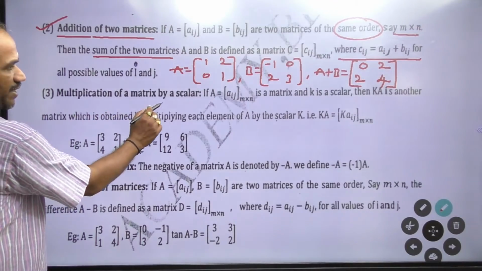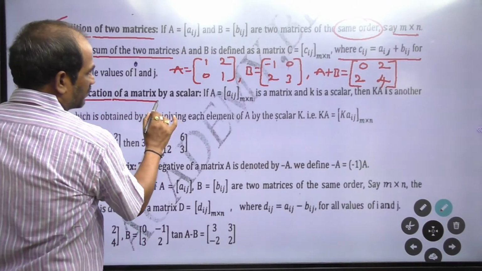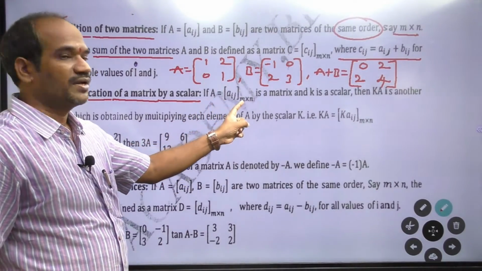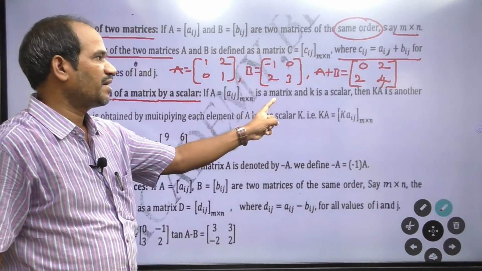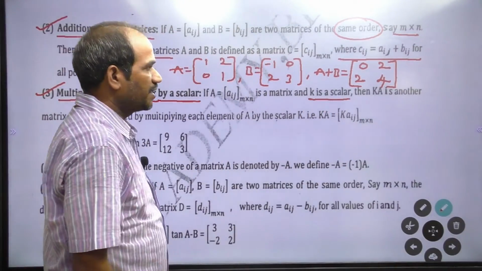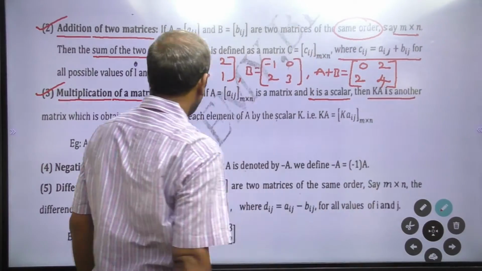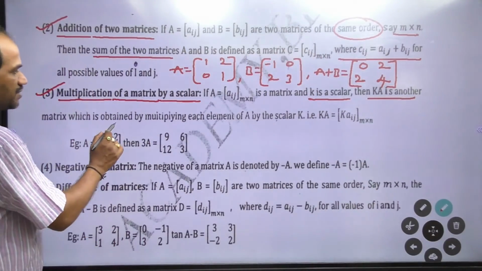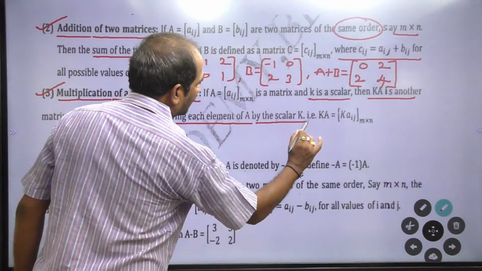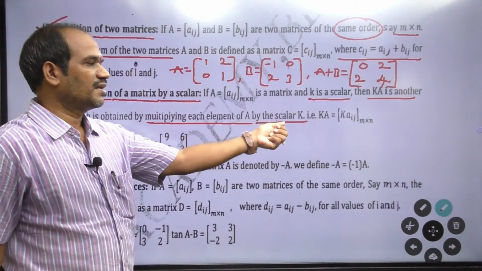Next is multiplication of a matrix by a scalar. So here, if A is equal to Aij m by n is a matrix and K is a scalar, then KA is another matrix which is obtained by multiplying each element of A by the scalar K.